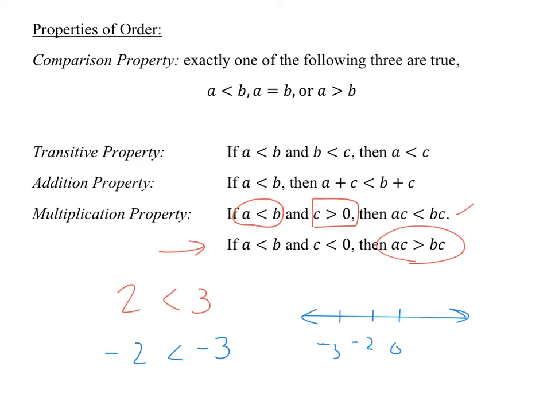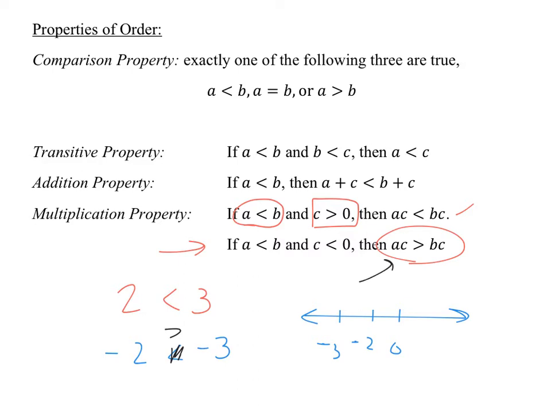Out of these two numbers, it's clear that negative 2 is bigger than negative 3 because it's further to the right on the number line. When a number is greater than another number, it just means it's further to the right. So negative 2 is bigger than negative 3, so this is not true. So as a result, what Sarah mentioned is we have to go ahead and flip the sign. Whenever you multiply by a negative, flip the sign.